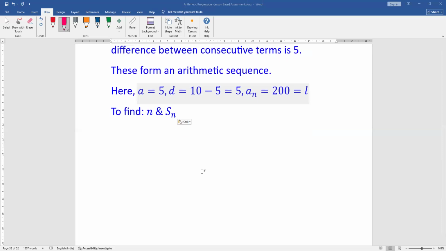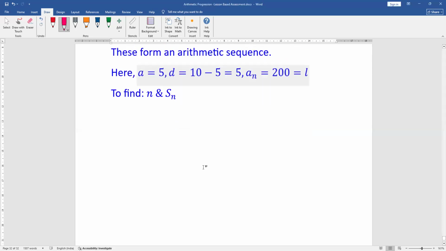So to find n, I use the formula: a n equals a plus n minus 1 into d. This formula I will use. Okay? Now in my next step.